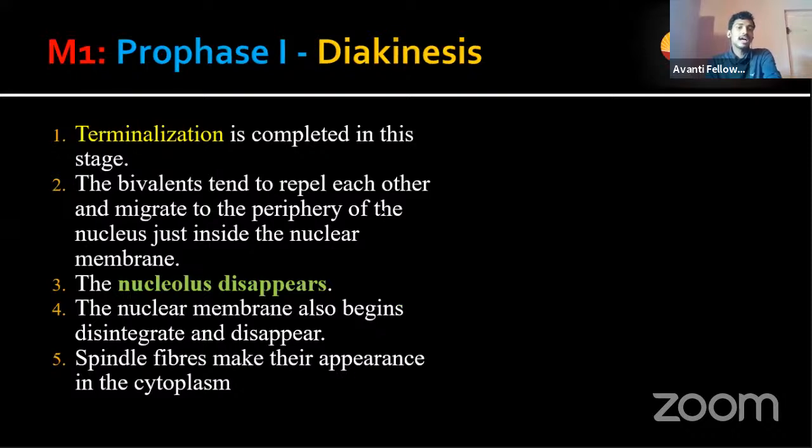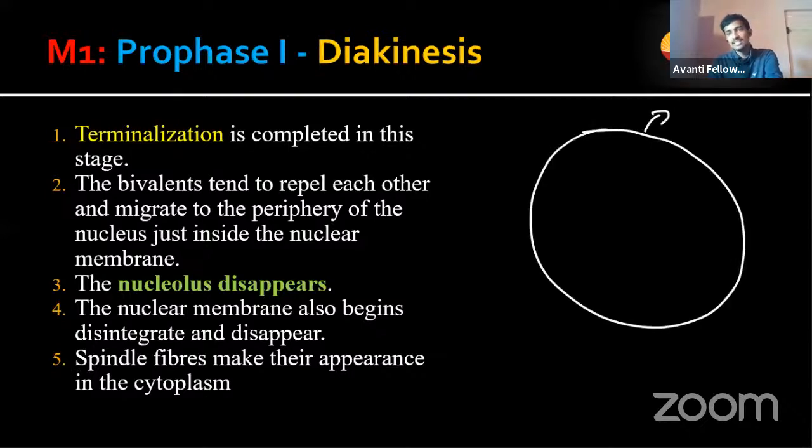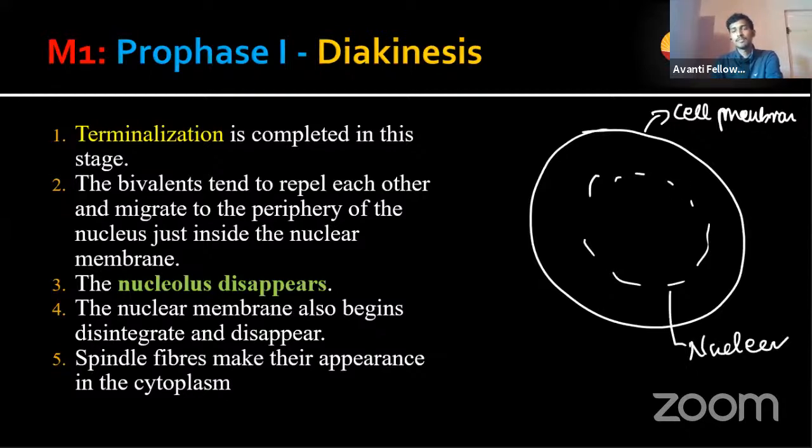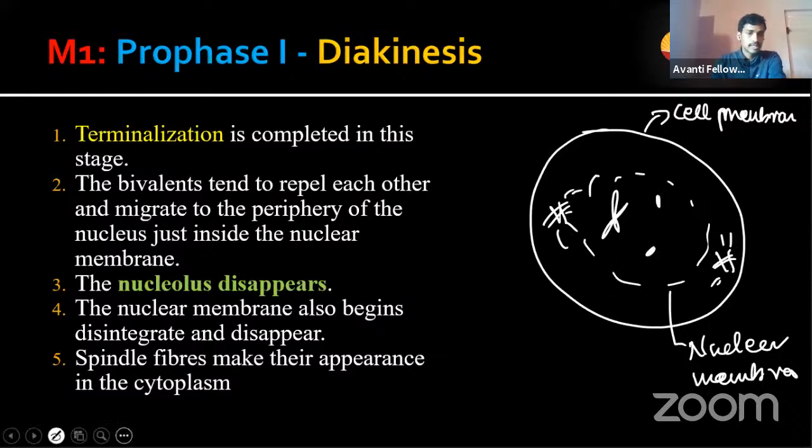So the last one is the diakinesis. Diakinesis is an easy one. Remember, now I'm writing this cell membrane, and this is the nuclear membrane. Here the asters have already reached the poles. Here I write the chromosomes like this, sorry for taking extra time.